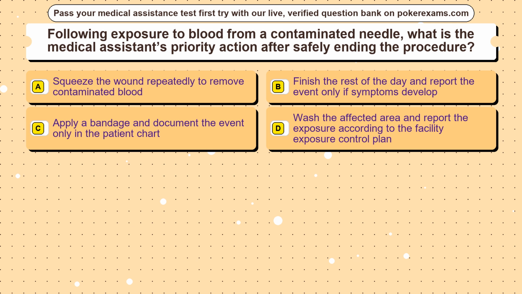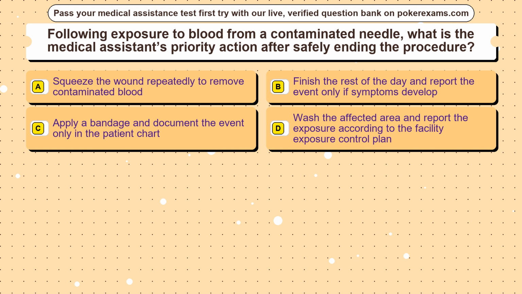Question 98. Following exposure to blood from a contaminated needle, what is the medical assistant's priority action after safely ending the procedure? Option A. Squeeze the wound repeatedly to remove contaminated blood. Option B. Finish the rest of the day and report the event only if symptoms develop. Option C. Apply a bandage and document the event only in the patient chart. Option D. Wash the affected area and report the exposure according to the facility exposure control plan.